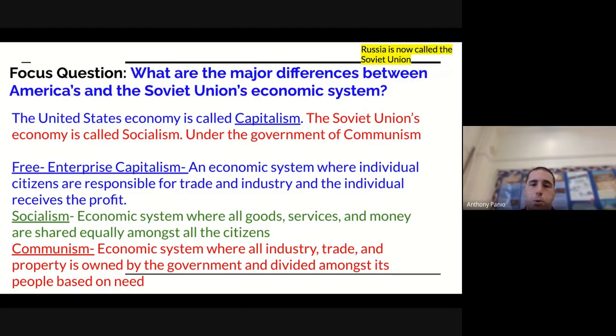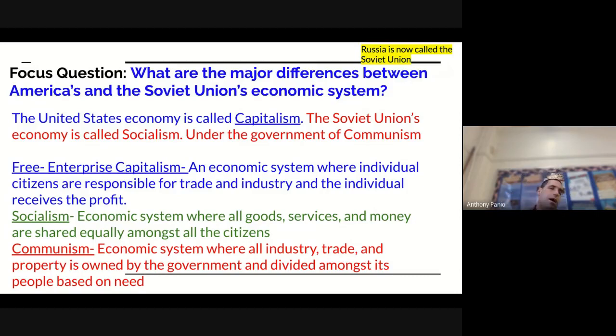So if Mr. Panio works a job as a teacher, I am providing a service to you guys. I get paid for that service. When I get paid, I get to decide what to do with my money. This is a very basic idea of capitalism. This is a very basic idea of our country. All right, we should understand this at this point. This is not the first time I've gone over it.